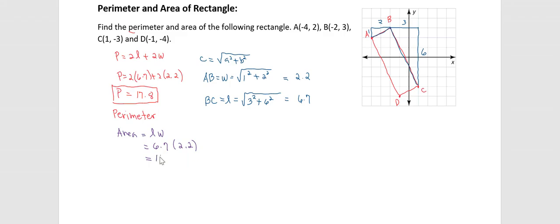Or 14.74. Now, if you are asked to round your answer to the nearest tenth, that should be 14.7 square units. So in this case, the answer is given in nearest tenths.